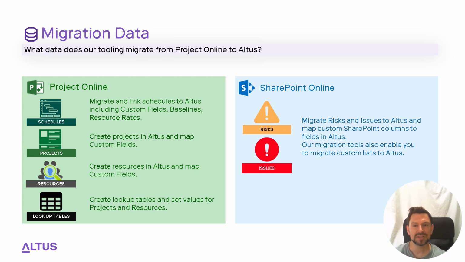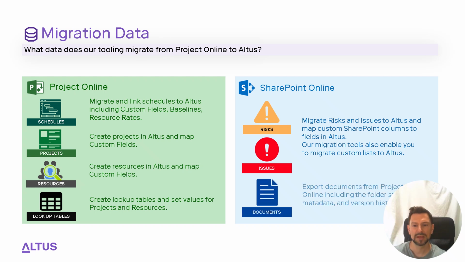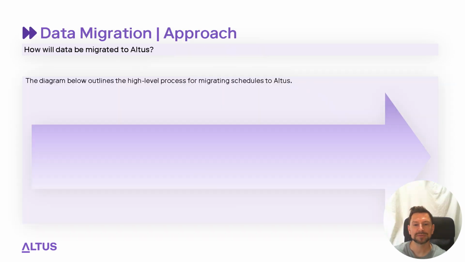And this solution itself can also be extended to do custom lists. So for example, if an action list or a decision list was potentially added to SharePoint Online, that list can be mapped to a register inside of Altus and all of the fields can be pulled across. And then last but not least, the ability to export all of the documentation out of Altus, including the folder structure, the document metadata, and the full version history of those documents.